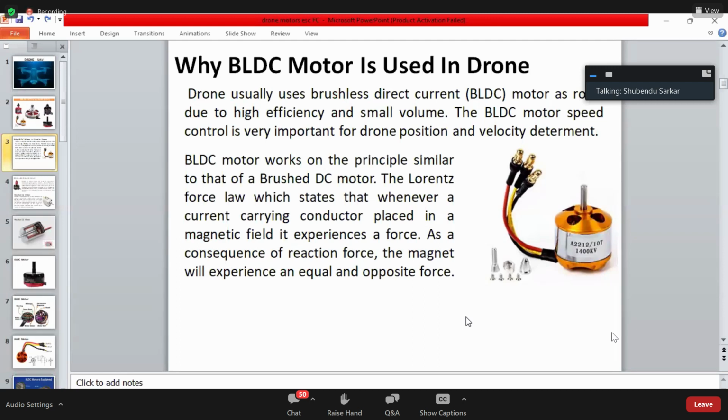When we are using a normal brush motor, what will happen? When we are using a brush motor, it's going to give us wear and tear. We know that because the carbon is going to be damaged due to the rotation, everyone knows.